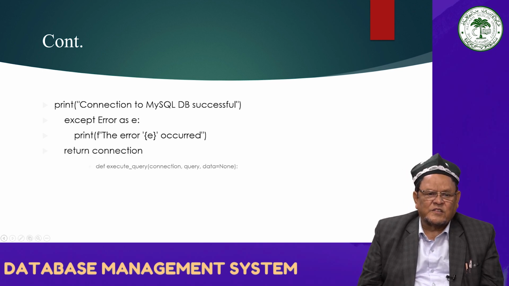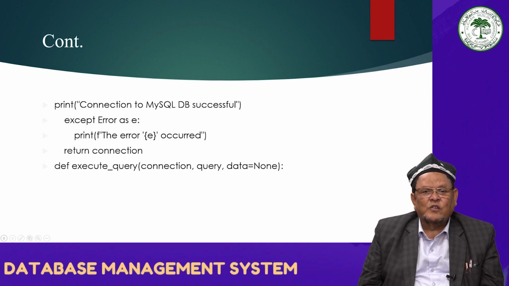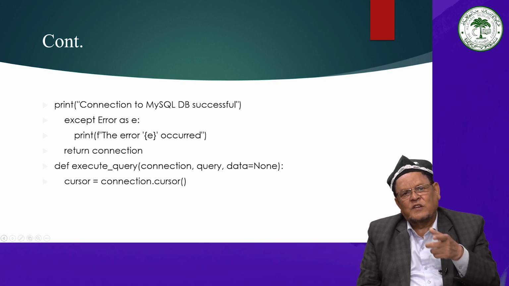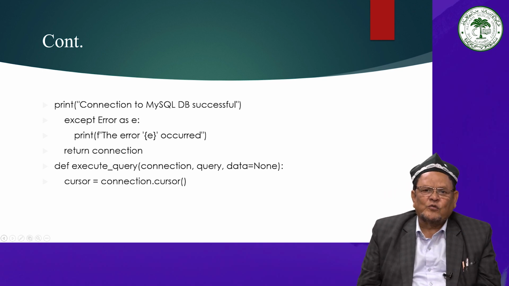Then return connection. Then you have to define execute_query within bracket connection, comma query, comma data, and data is equal to None. Then the cursor is equal to connection.cursor. It means you have to generate the cursor for the connection.